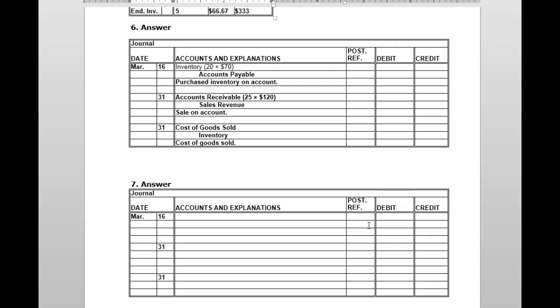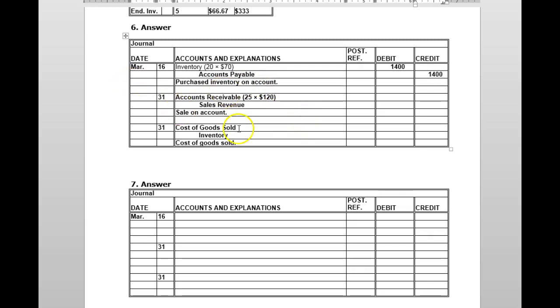So first of all, they ask us to record the increase in inventory on March 16th. Well, it doesn't tell you, but they charge these, okay? So they're on account. That accounts payable right here could very well be cash. Generally, it is an accounts payable, though. So we bought 20 at $70, which means I'm going to have to debit my inventory for $1,400, and I'm going to credit accounts payable for $1,400. And obviously, I'm going to give it a description on why I made that entry.